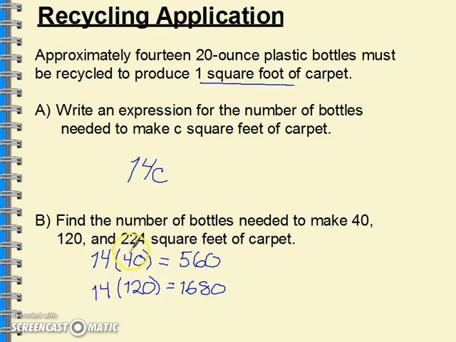And last but not least, we have 14 times our 224 square feet, which gives us 3,136. That ends our lesson on variables and expressions.